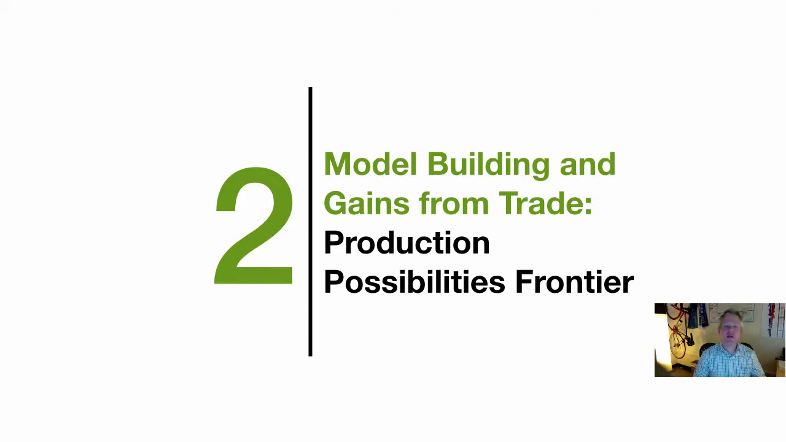All right, everyone, welcome to the third screencast for Chapter 2. Chapter 2 is, of course, covering model building and gains from trade. And in this screencast, we're going to be introduced to the first model that we're going to use to analyze microeconomics and to talk about microeconomic theory. It's called the Production Possibilities Frontier.